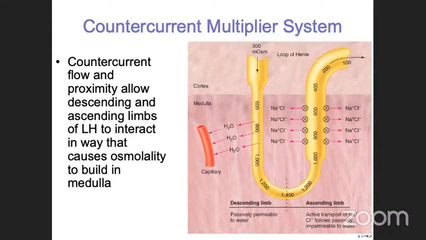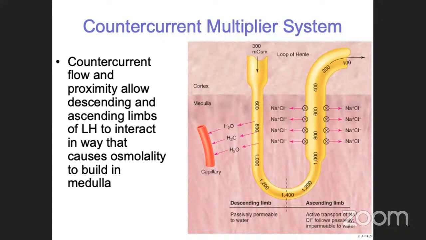It can only contain waste molecules or unwanted materials. The essential components that you need, like water, sodium, chloride, potassium, glucose, and amino acids, most of them need to be reabsorbed into the circulation, right?